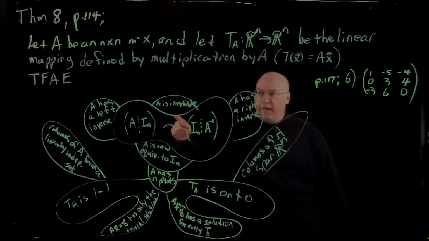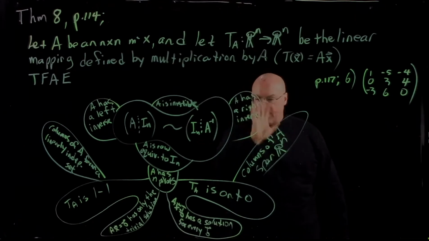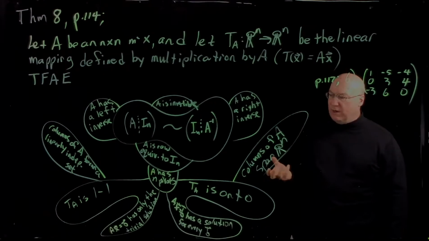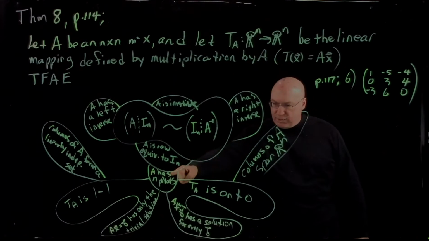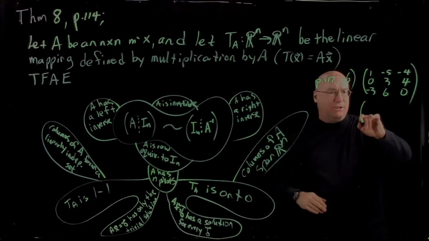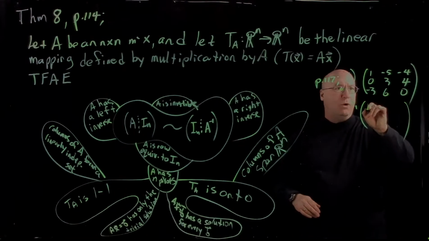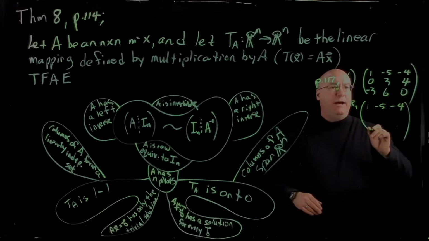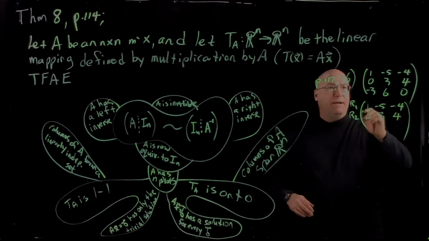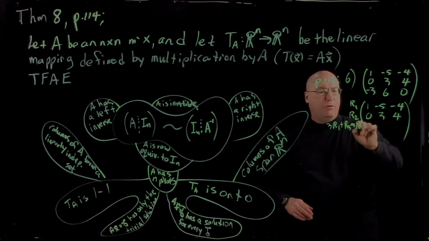Well, let me look back over here. A is invertible means that all this other stuff is true. A is not invertible means that all this other stuff is false. So why don't I pick the one that's going to get me there quicker? I think I'm going to look at the number of pivots, because I can get that quickly with some row operations. So what am I going to do? I'm going to leave row 1 alone, 1, -5, -4. I'll leave row 2 alone because it has a 0 there, 0, 3, 4. And then I'll take 3 times row 1 and add it to row 3. That's the new row 3.